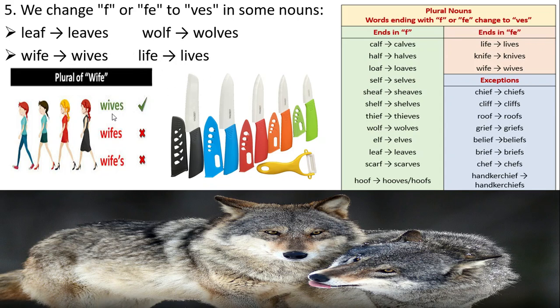Now look at the picture here. Wives, which one is right? The wives is the right one. Now here several words have been given: calf, half, loaf, self, thief, wolf, elf, leaf, scarf, hoof. Now life, knife, wife are exceptions.